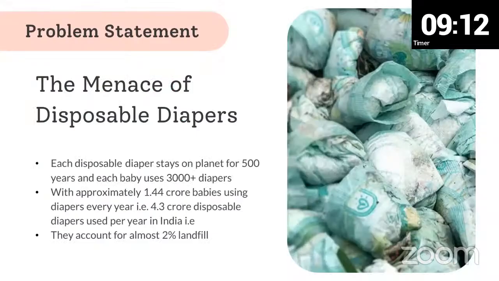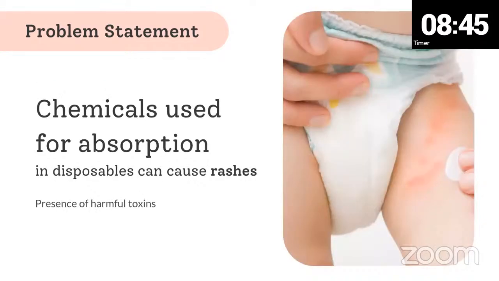A disposable diaper takes roughly 500 years to decompose, and a baby uses more than 3,000 disposable diapers in a year. With 1.4 crore babies in India using disposable diapers, we are talking about India having to dispose of 4.3 crore diapers. And that is not a small problem. In addition to that, we have not even talked about the chemicals in disposable diapers that give babies diaper rashes. Now, what is the solution to this?